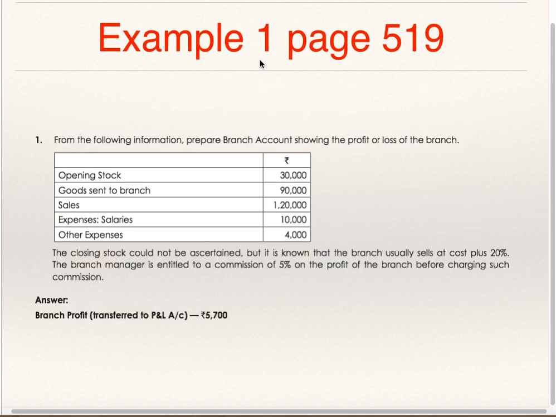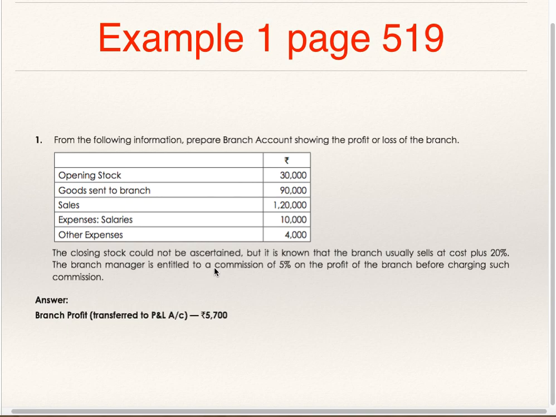Now we'll go to example 1, page number 519. From the following information, prepare branch account showing the profit or loss of branch: opening stock, goods sent to branch, sales, expenses, salaries, other expenses. The closing stock could not be ascertained, but it is known that the branch usually sells at cost plus 20%. When cost is 100, profit is 20, invoice price is 120.